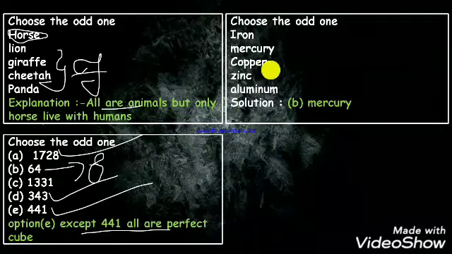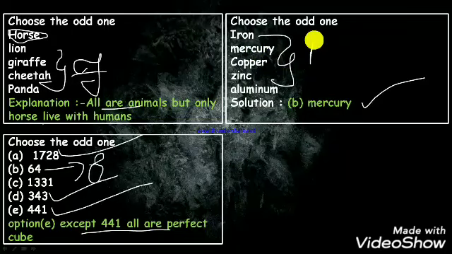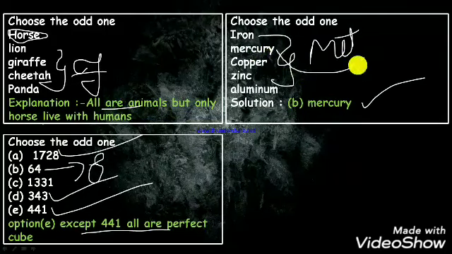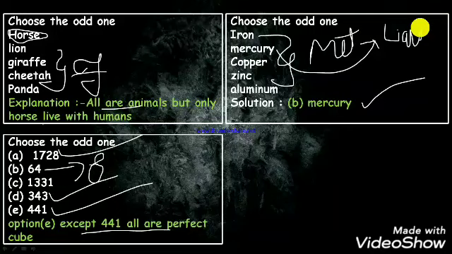Now let's move on to our next question. Choose the odd one out. Iron, mercury, copper, zinc, aluminum. So the correct answer will be mercury. Why? Because all of them exist in metal or solid form, but mercury is the only element that exists in liquid form. Look, in this kind of question, I cannot guarantee you that this question will come, because a question can be made on anything. So be prepared with some general knowledge.